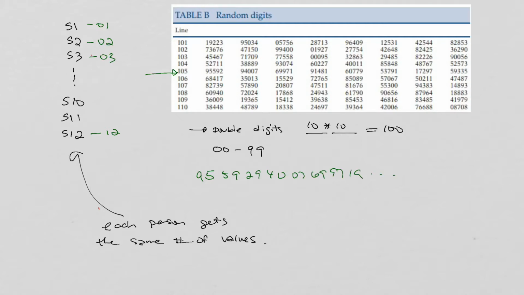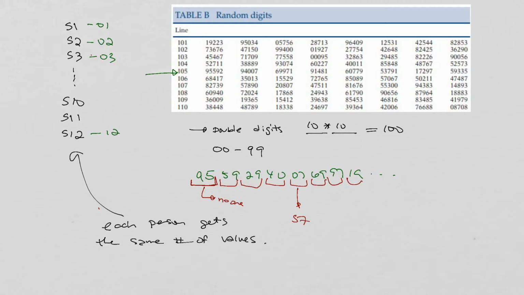Since we gave everybody double digits, let's pull out 2 digits at a time. Of course, 95 represents no one, because we're just using 01 to 12. 59, that's nobody. 29 is nobody. 40 is nobody. And hey, finally, we picked someone. That's student 7. So there's nobody, nobody, nobody, and it keeps on going.